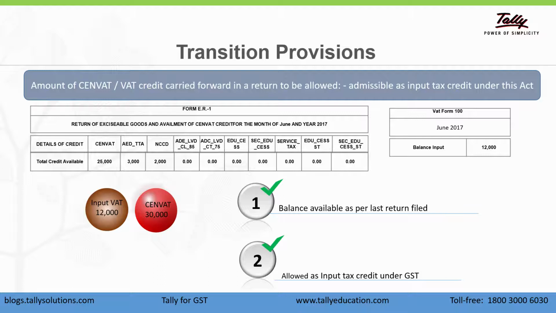ITC on all central levied taxes will be carried forward as CGST credit. ITC on all state levied taxes will be carried forward as SGST credit, and ITC of CVD, SAD, etc. will be carried forward as IGST credit. Here, VAT credit of rupees 12,000 will be carried forward as SGST credit, and SENVAT credit of rupees 30,000 will be carried forward as CGST credit.